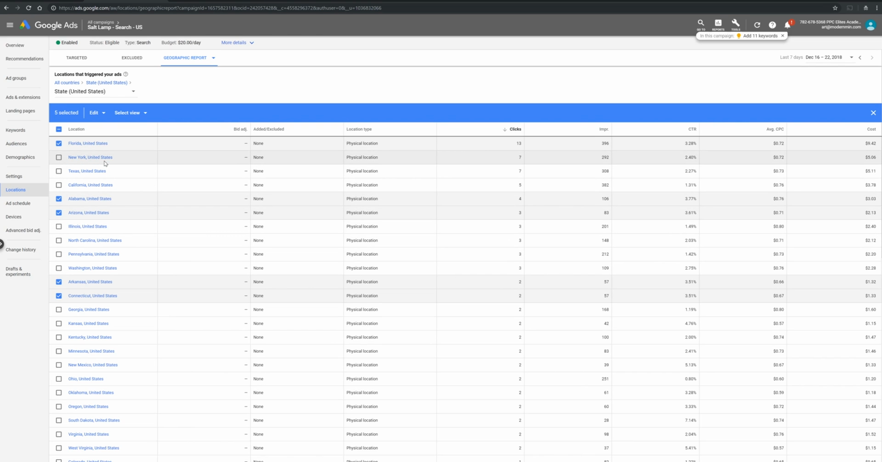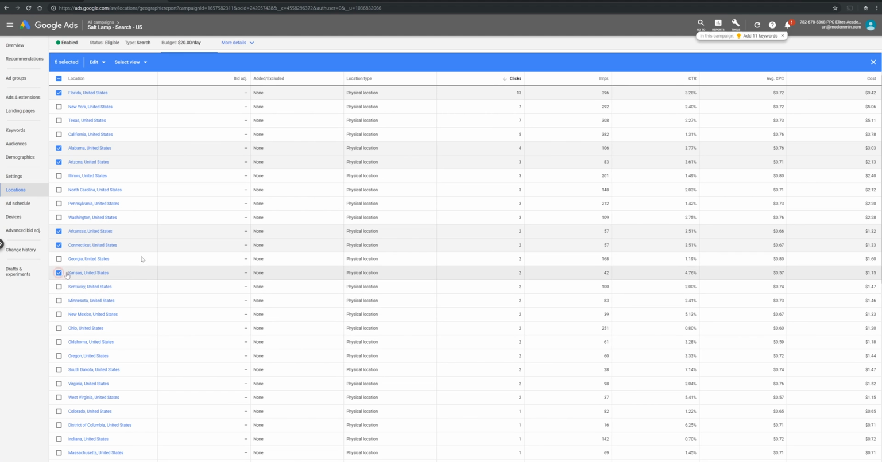Before we know it, New York could have actually been the best. I mean, sometimes Texas does amazing for the most part. So when it comes to doing location bid adjustments, I recommend doing them after you've really ran the campaign for about 3 weeks or so. It could be after 2 weeks, but you want multiple days of data. This way you can look at a huge accumulation of it. So let's go ahead and continue on.